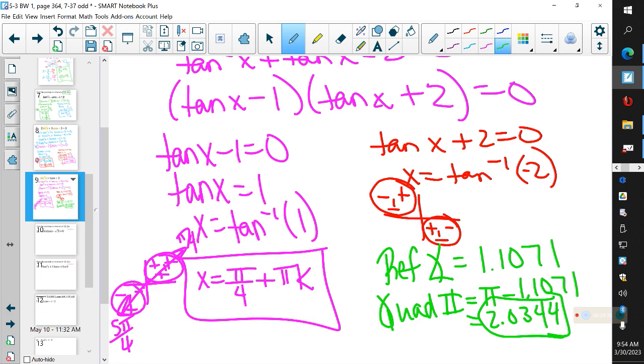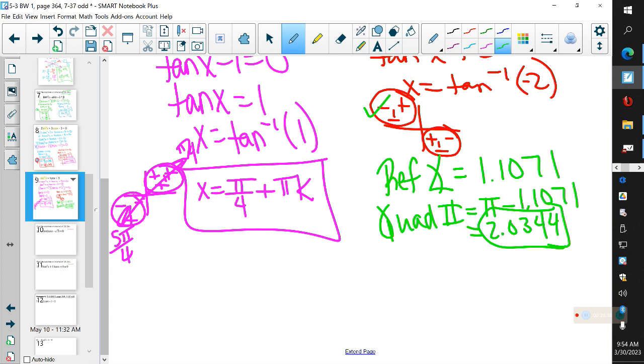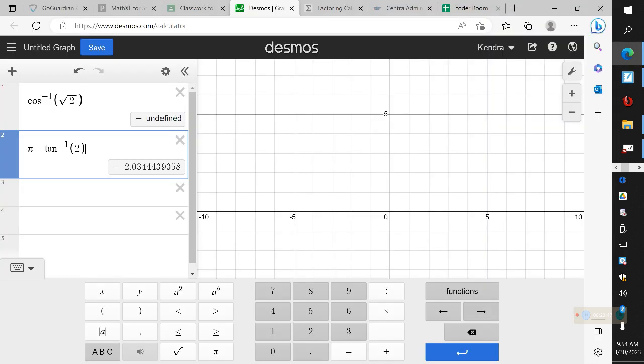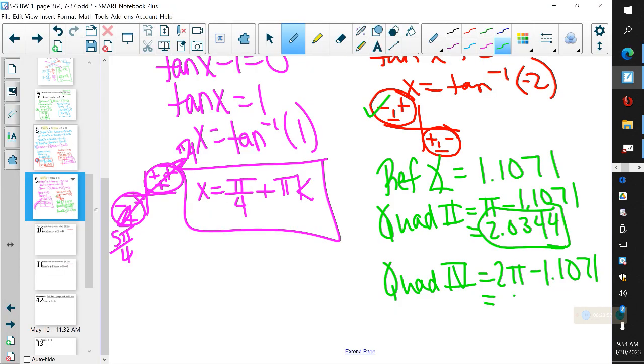However, I also am in quadrant 4. So to get my quad 4, now I'm going to take 2 pi minus that value. So that's going to go back over here, and I'm going to put a 2 in front of this now. And whenever I get that value going out 4 decimal places, I'm going to get 5.1760. The reason why is because we did not know what the tangent was at negative 2. So the 2 answers that we're going to have are 2.0344 and 5.1760.